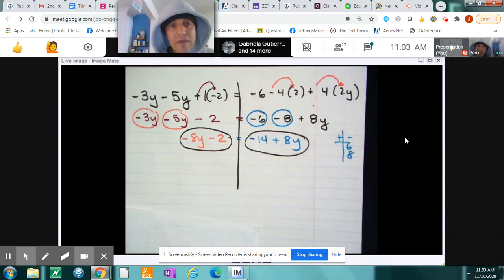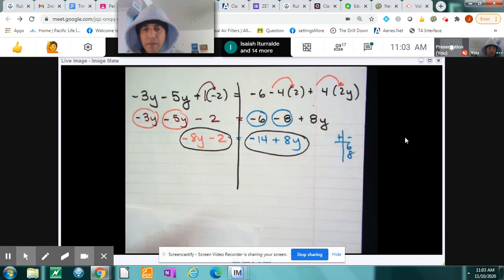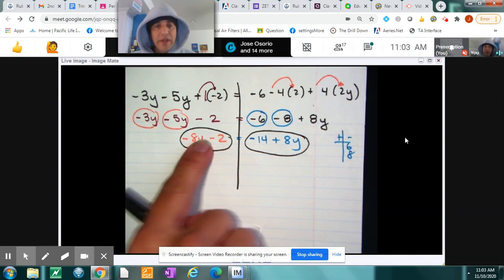Trevino, are you there? No, disappeared. Gabriela, how about Gabriela? Which one you want to get rid of? The left is there. Yeah, but which one on the left?